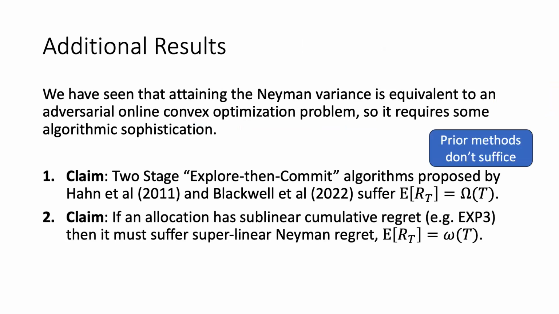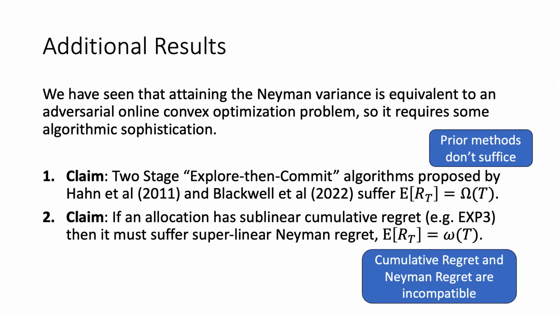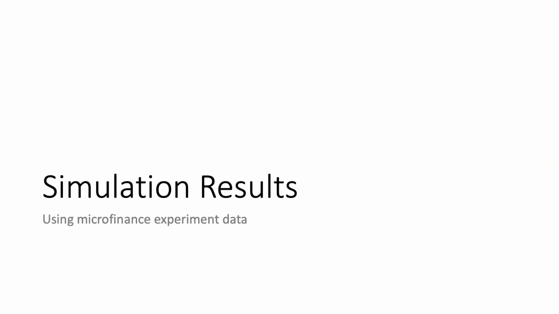Nice. Okay, there's some additional results in the paper, namely two-stage designs can't work well in design-based inference here. And second, what I think is very cool is that if some allocation method has sublinear cumulative regret, so let's say you said, oh, I'm trying to assign the best arm, or assign in ways that's competitive with the best arm in hindsight. If you do that, then you must suffer superlinear Neyman regret. In fact, the order of your variance even blows up. So this shows that cumulative regret and Neyman regret are incompatible things. So estimating the effect of the arms, and trying to play the best arms are different types of objectives that you can try to trade off.